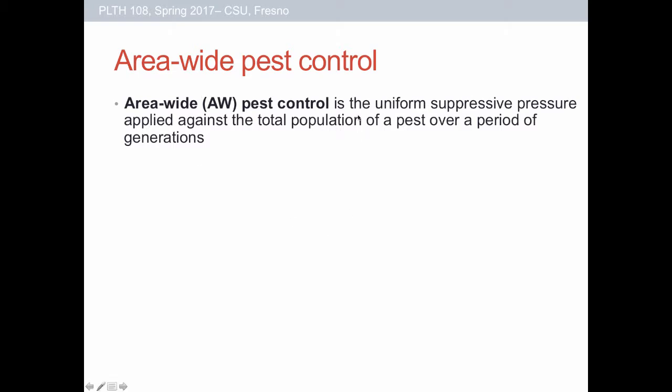So area-wide pest control really posits the idea that we should treat pests uniformly, basically across the total population of the pest over a period of multiple generations. So instead of treating your field, we should be treating all the fields in an area simultaneously, as well as refuges, backyard trees, alternative hosts. And essentially, we should distribute that cost across all growers. So it's almost kind of like, yeah, pest control communism in a way.